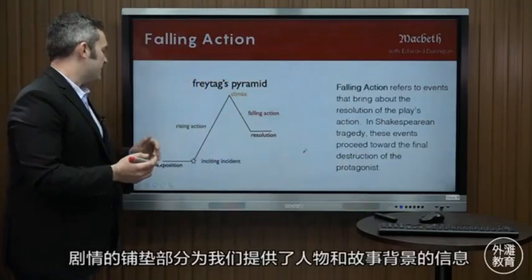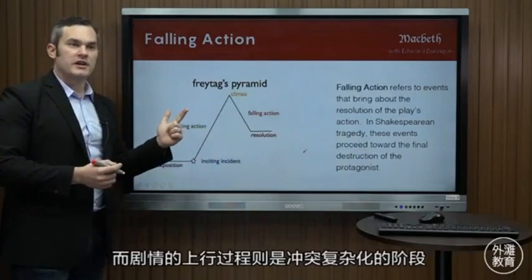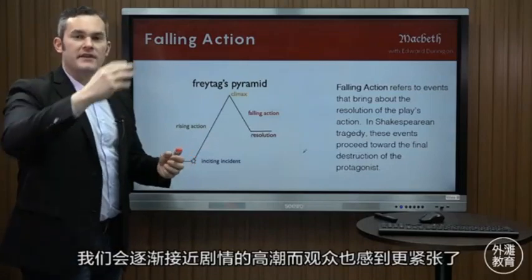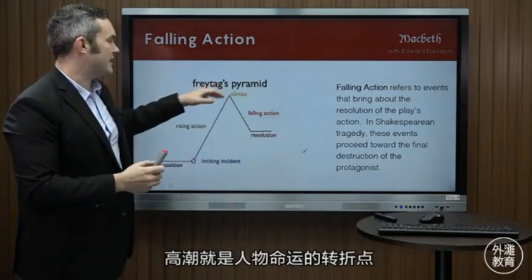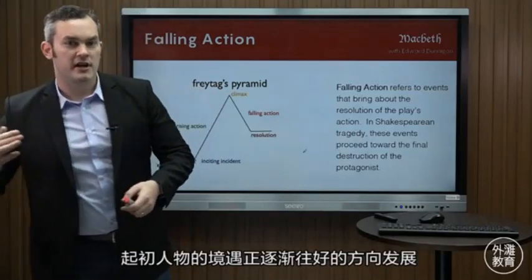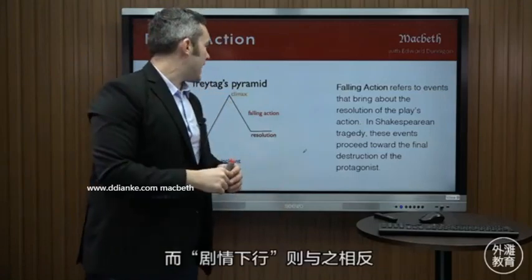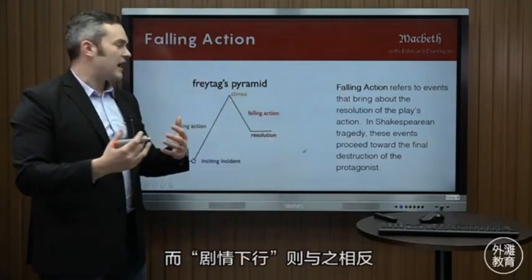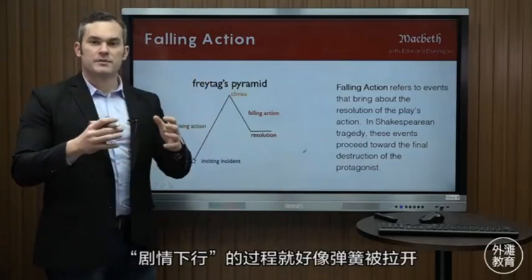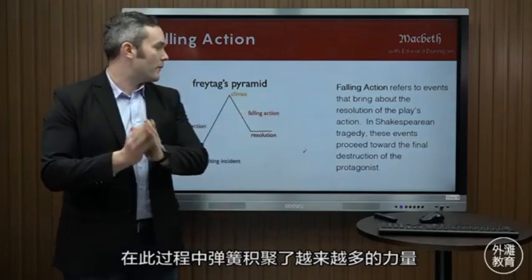So, exposition reveals information about characters and setting. Rising action is when the problem gets more complicated as we approach the climax and the audience feels more tension. Climax is the moment when the character's fate turns around. It goes from improving to now the inevitable tragic downfall coming. And falling action is kind of the opposite of rising action. Falling action is when that spring that was stretched out begins collapsing on itself with more and more force.